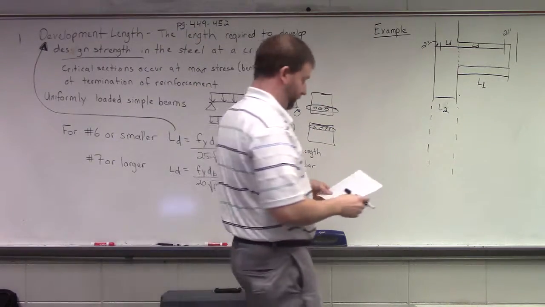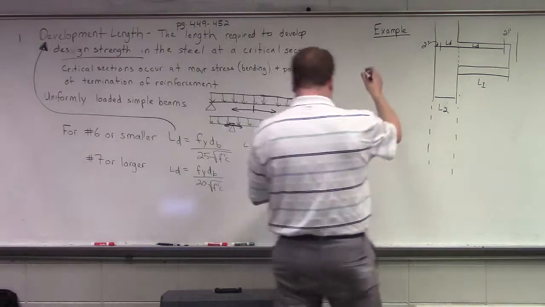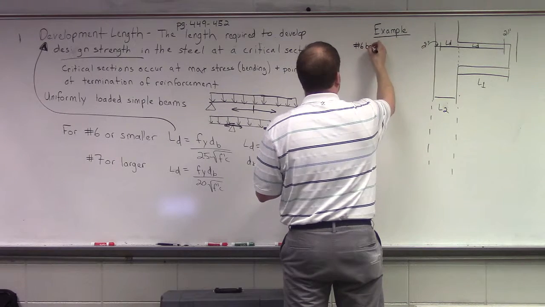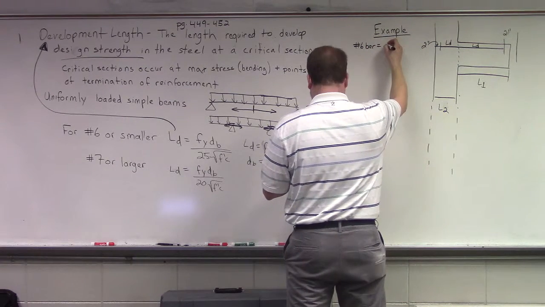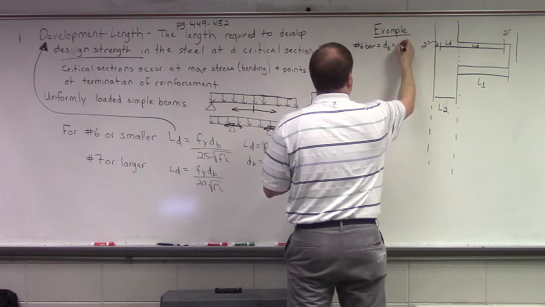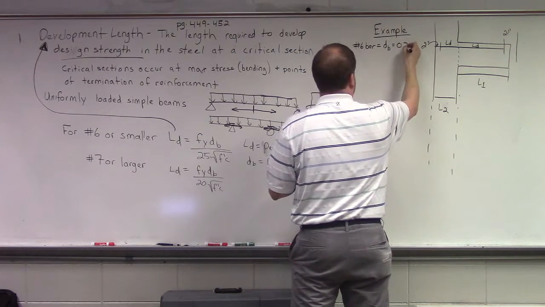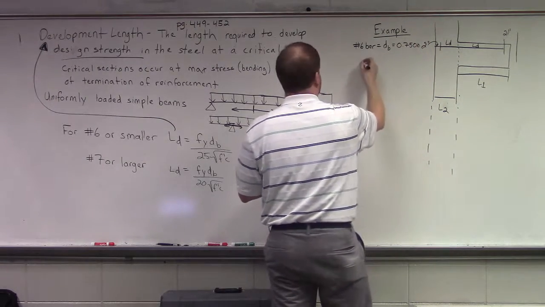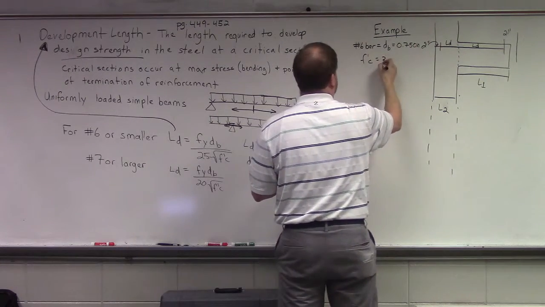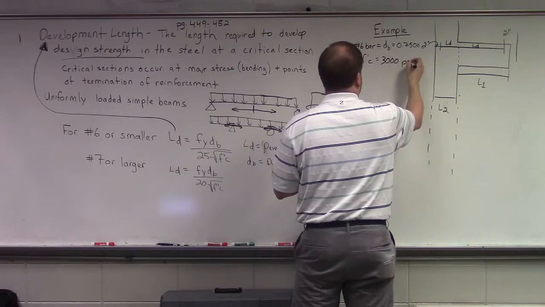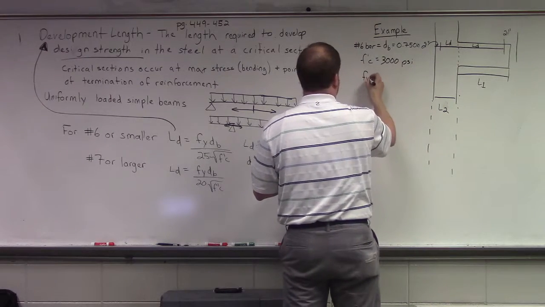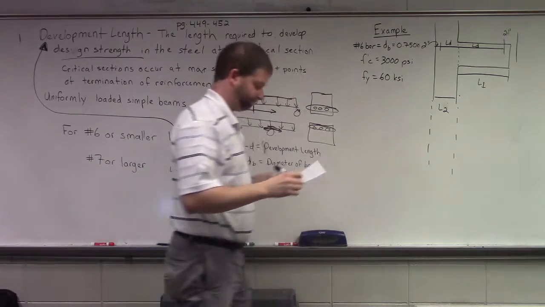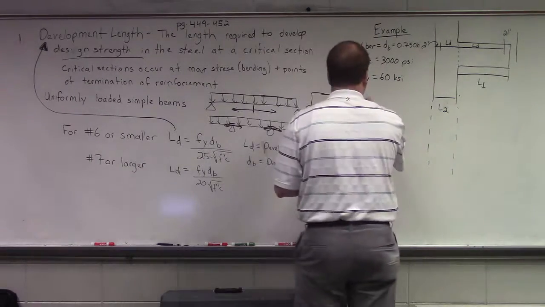And so the first thing we'll do is, well, no, I'm sorry. The first thing we need to do is set up some parameters. We're using number 6 bar. Okay? We don't have time for this. I know the formula. So dB equals 0.750 inches. We're using 3,000 PSI concrete. And we're using 60 KSI steel. There you go. Okay? So what is our development length that we need?